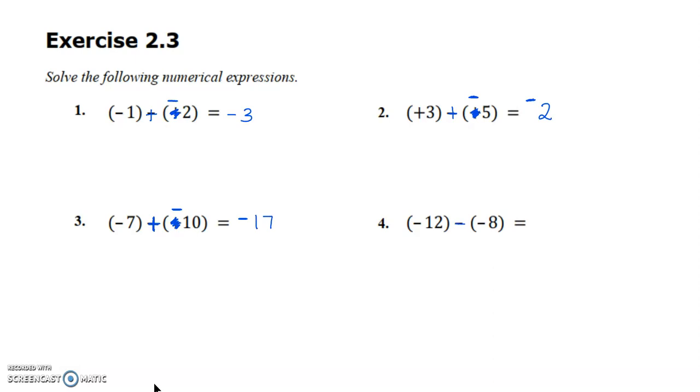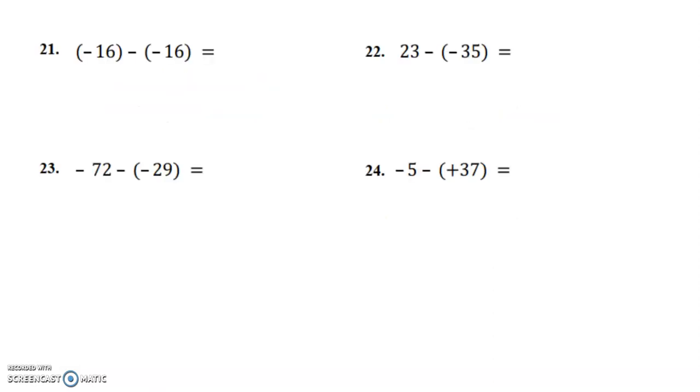Number 4, I'm going to change the subtraction to addition, and the negative 8 changes to its opposite. So I'm going to have negative 12 plus positive 8. The signs are different, so I'm going to keep the larger sign, which is negative, and subtract 12 minus 8, which is 4. My answer is negative 4. I'm jumping ahead now in the exercise to question number 21. So we're going to go ahead and try some on this page.